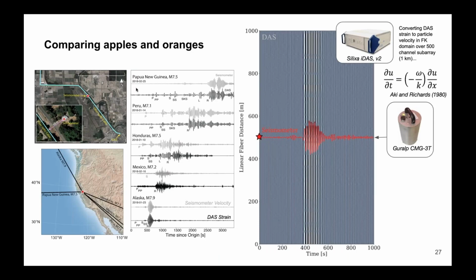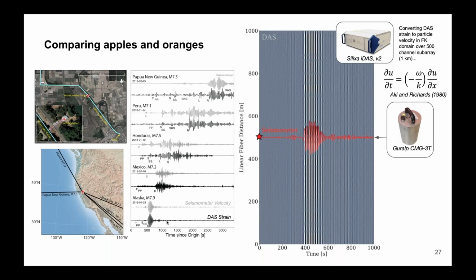So here's what we see for different teleseisms. I'm plotting the seismometer velocity in gray after instrument response removal and rotation of the horizontal components into the line of the fiber optic cable. So we're looking at the same component of ground motion in gray, velocity. And then in black is the DAS strain.